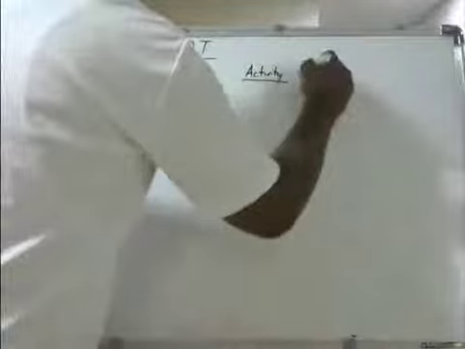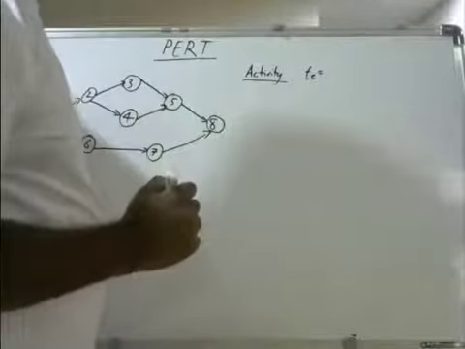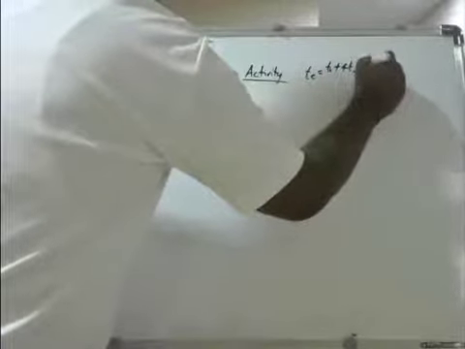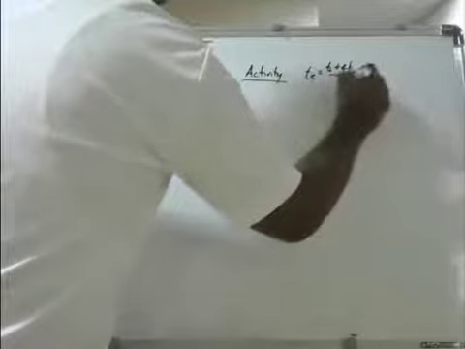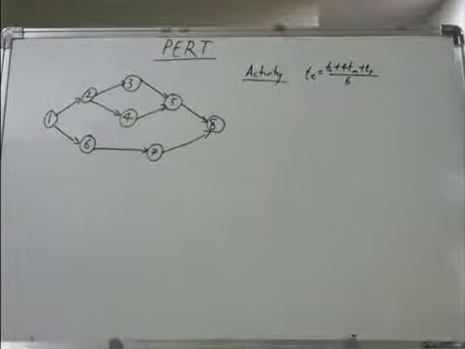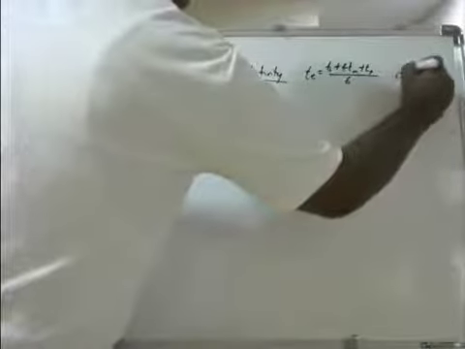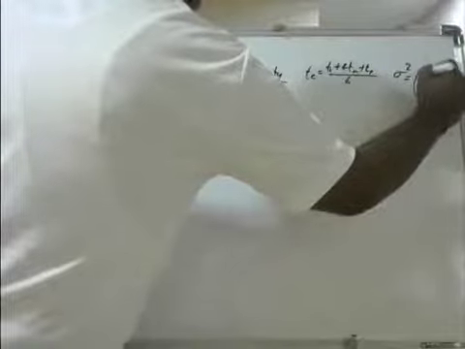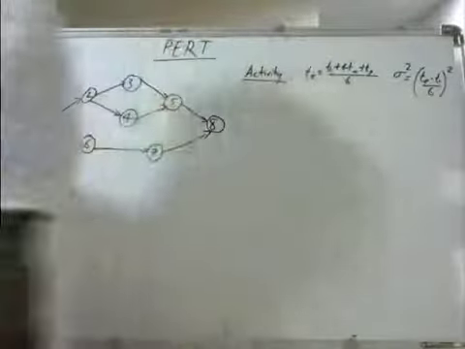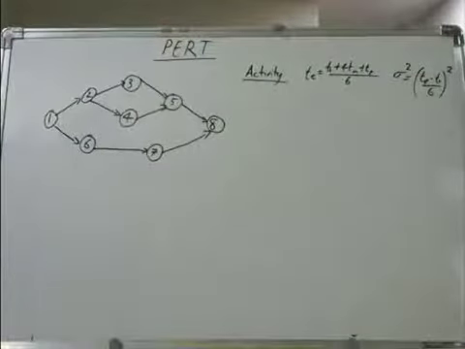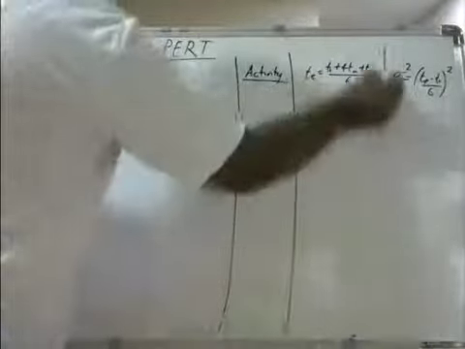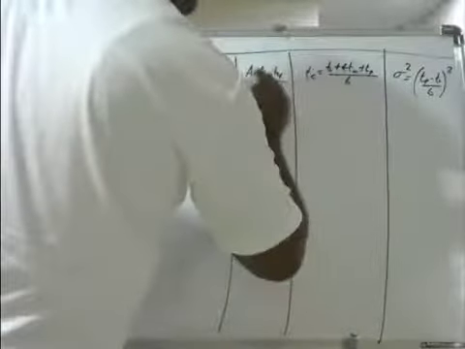So for an activity, this is the time estimate. TE is equal to T0 plus 4TM plus TP divided by 6. Then sigma square is equal to TP minus T0 divided by 6 whole square. Okay, you need to have a table like this.